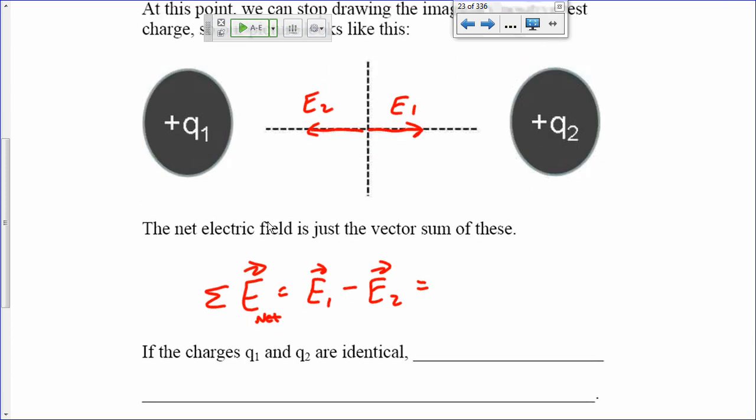So if charges Q1 and Q2 are identical, and you're equidistant between the two charges, what's my net electric field going to be? 0. Right.